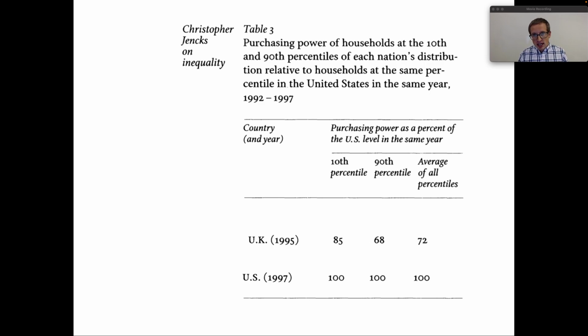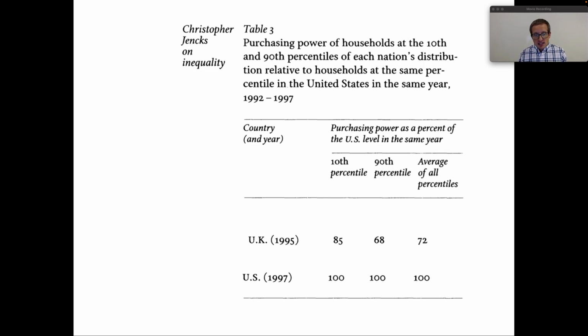And what Jencks is choosing to highlight in this table is that that person at the bottom of the distribution in the UK can purchase only 85% as much stuff as the person at the same place in the US income distribution. Then if we move over a column, Jencks points out that the person at the 90th percentile in the UK can purchase only 68% as much stuff as the person at that same top end of the distribution in the US. And so this is nice because it's a comparison of how much you can buy at various points in the distribution, and thus it abstracts from differences between, say, dollars and pounds.